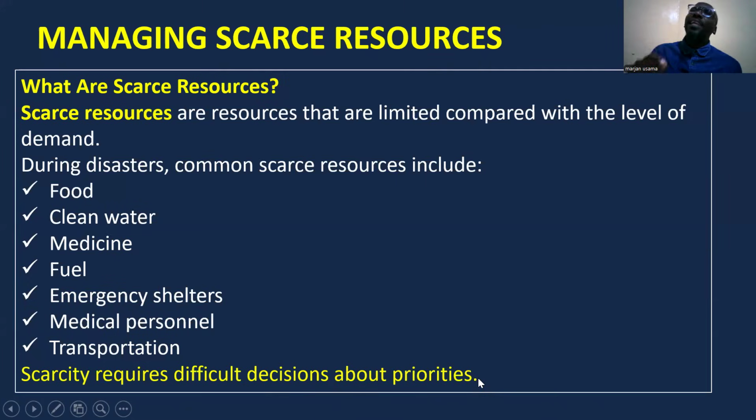So sometimes, during the time of disaster or when there is scarcity, we need to make difficult decisions according to priorities. So some people will have to miss out and people will start to blame you. But in the end, decisions must be made, they must.